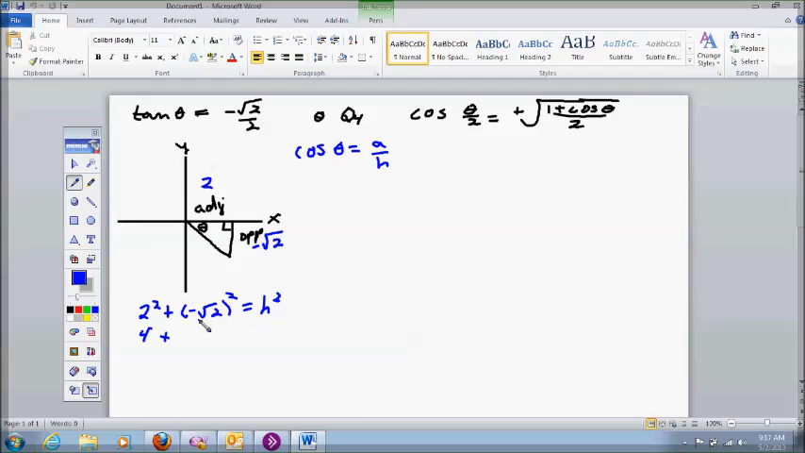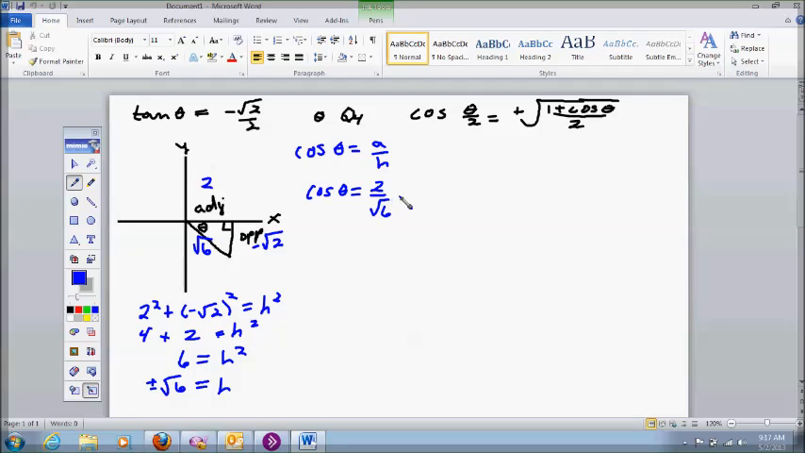4 plus negative root 2 squared, which is 2, equals h squared. Because see, root 2 times root 2 is just 2, and a negative times a negative is positive. So this becomes 6 is equal to h squared, and h is equal to plus or minus root 6. Well, the hypotenuse in these reference triangles is always positive, so my hypotenuse here is going to be positive root 6.